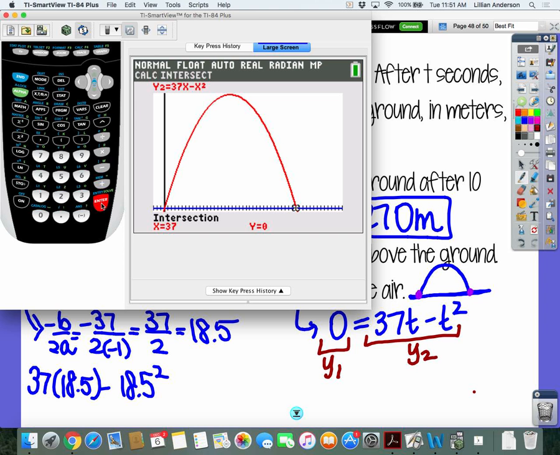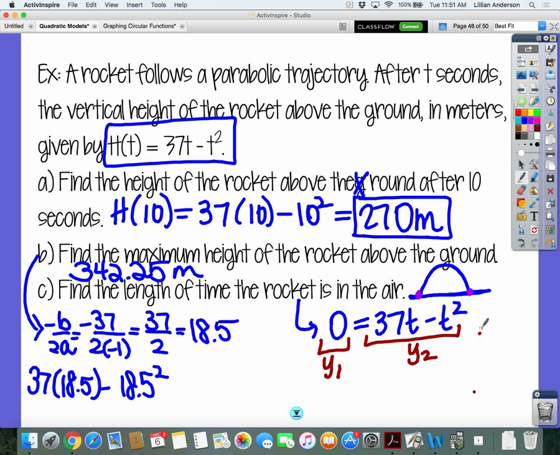So I know that I have 30 seconds, it's back on the ground, and it starts at 0 seconds. So I have 0 and 37. So what's the length of time? 37 seconds. Questions on this one?